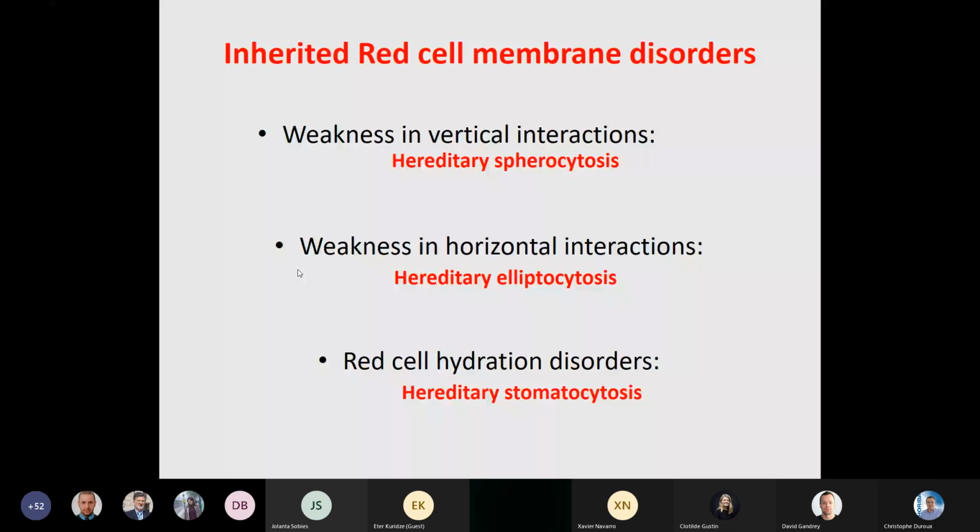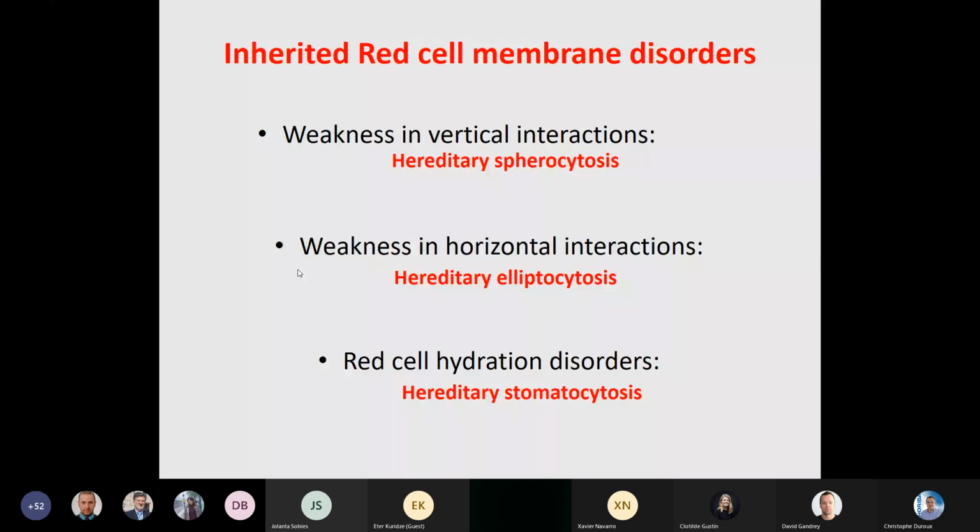And you have a third type of red blood cell membrane disorders that are a little bit different. It is when the red cell membrane is not able to maintain a very finely regulated hydration status inside the red blood cells. And so when you have these red cell hydration disorders, this is what we call a hereditary stomatocytosis. And you have two forms. One is overhydrated, and one, which is way more frequent, is dehydrated. So these are the three membrane disorders that we are going to talk about now.